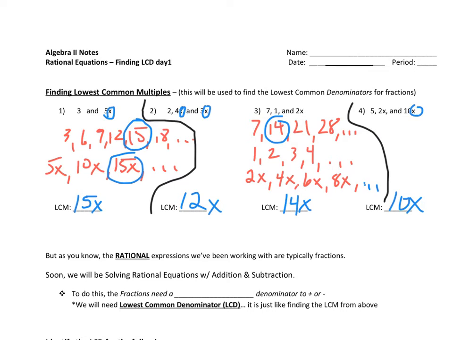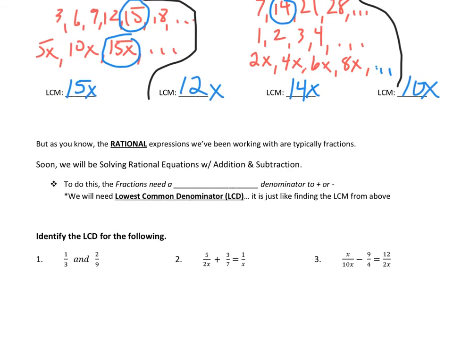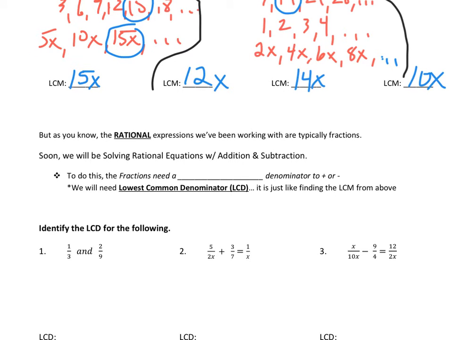All right, now this idea is going to extend into fractions. What we've been doing with rational expressions is working with fractions. So to solve rational equations where we're going to add and subtract these fractions together, fractions have to have a common denominator. That's just an automatic thing. If you're going to be adding or subtracting fractions, you need to make sure that they have a common denominator. You didn't need that to multiply and divide, you saw that. But to add and subtract, it has to be the same denominator.